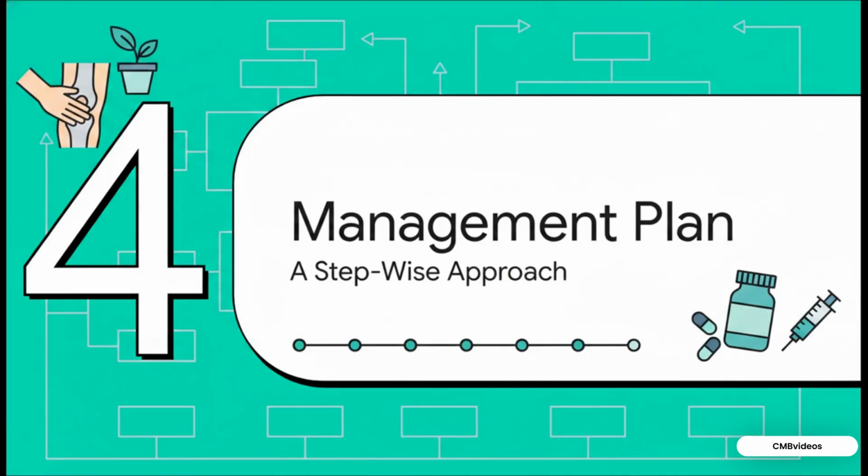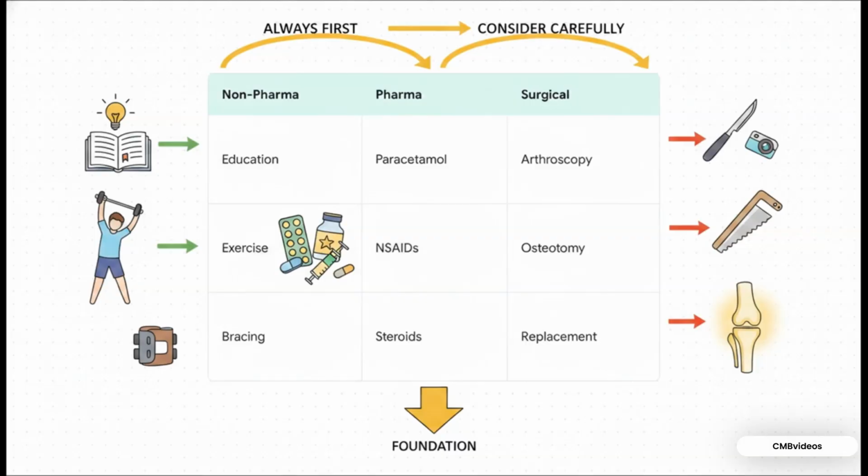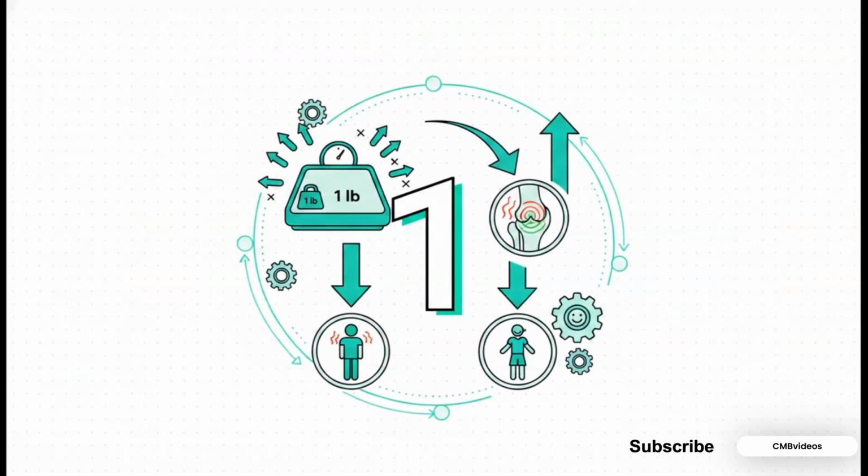Section 4. Comprehensive management plan, a stepwise approach. The golden rule of managing osteoarthritis is this. Conservative physical therapies are the absolute foundation. Education, weight loss, and exercise must be optimized before we even think about moving to medications, and long before considering surgery. Never underestimate the power of a single pound.